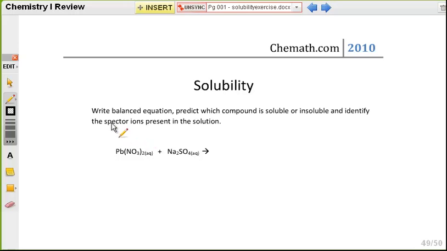So that is the problem. Write a balanced equation first. Predict which compound is soluble or insoluble, and identify the spectator ions present in that solution.